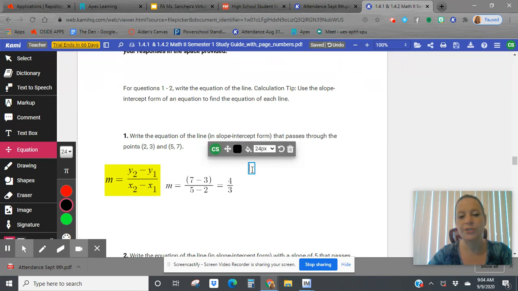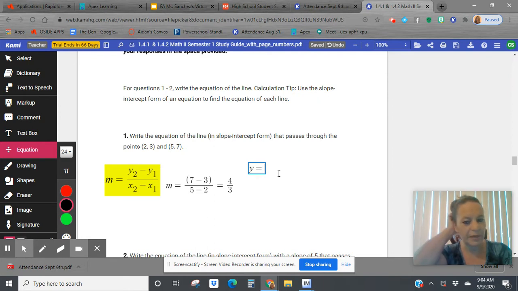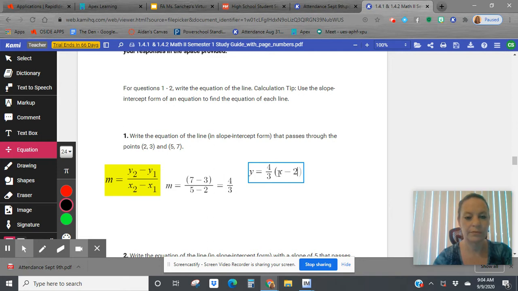So you can plug it into point slope form and then simplify, or you can solve backwards for the b. Let me show you both ways. So if I first just plug into 4/3 x minus 2 plus 3. This is just plugging straight into point slope form. Then I would distribute 4/3 x minus 8/3 plus 3.